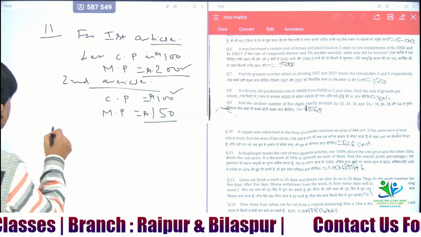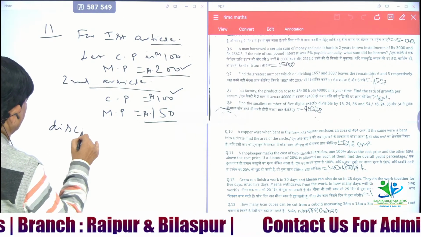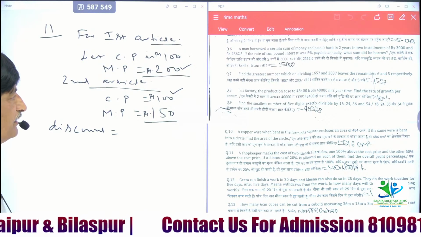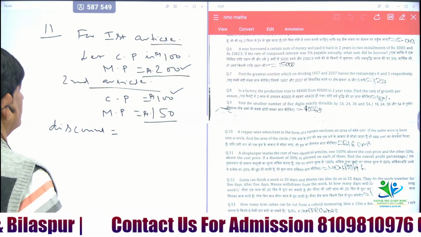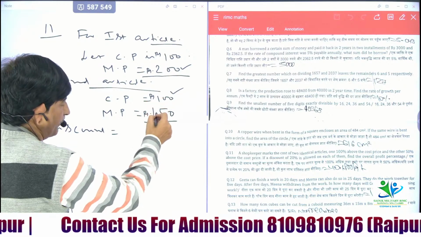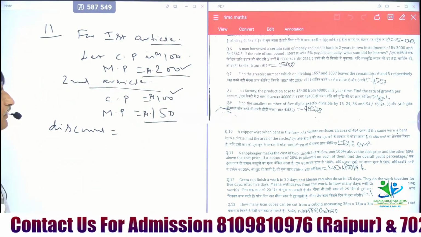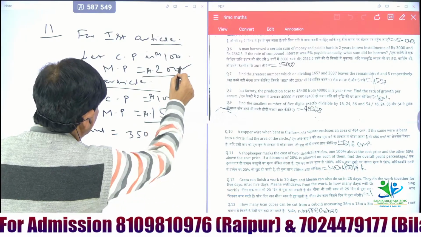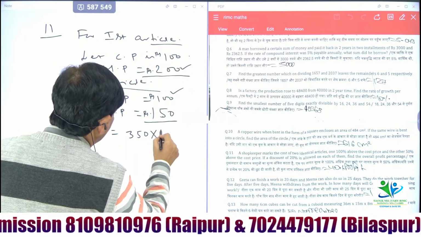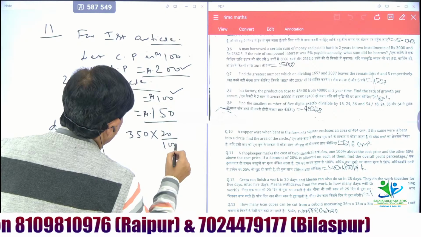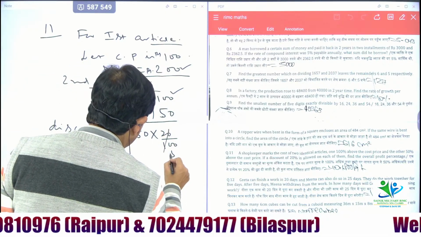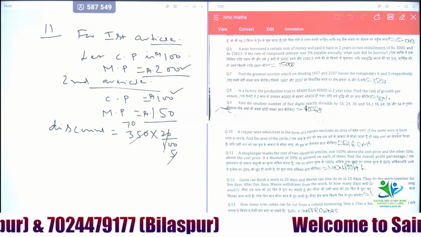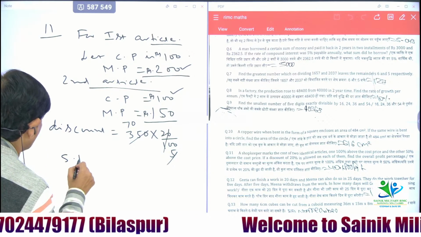Now see, what is the discount here? Discount is always given on the mark price, that is 20%. So you can find the discount separately or combinedly. The total marked price is 350. Here is 200, here is 150, and 20% of this one, you get here 5. That means discount is given 70 rupees. Now, what is the SP of these two items?